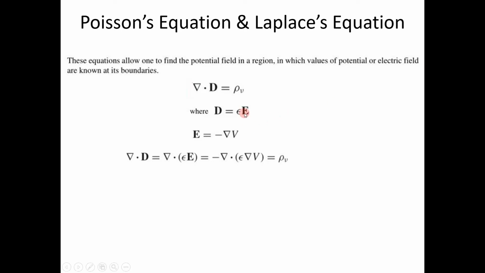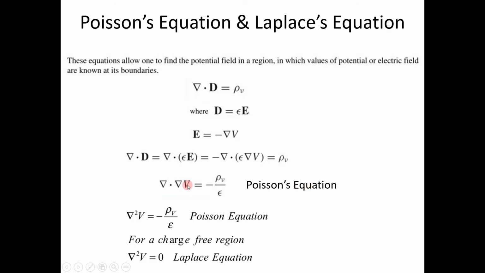On substituting these two equations, for D and E, in the first equation, you get del dot epsilon E, and substituting E as minus del of V, you get this, which is equal to rho V. You can simplify it as del dot del V is equal to minus rho V by epsilon. This is Poisson's equation. And del dot del can be written as del square. This is also called Laplacian operator. So del square V is equal to minus rho V by epsilon.